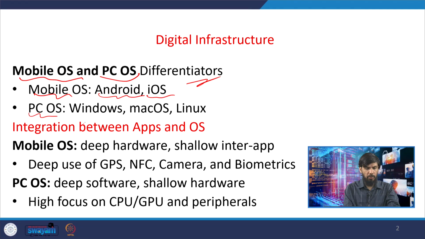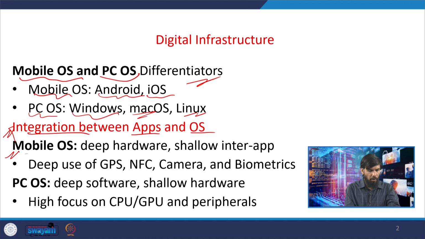Now we look at the PC OS, where Windows dominates, then Mac is also there, and Linux is also there, right. If we look at the mobile operating system and the PC operating system, the first thing that we need to look at is the integration between apps and the OS, right. Because the way handheld devices are operated, and the kind of experience that we get from a smartphone and from a PC or laptop, is very different. And one reason is the integration that is there between the apps and the OS.